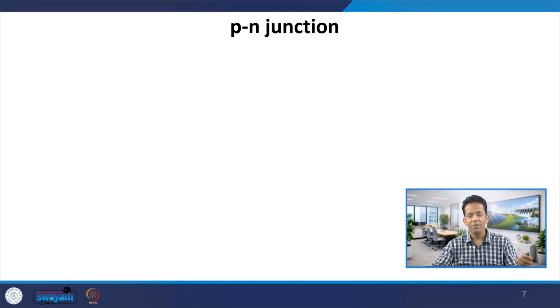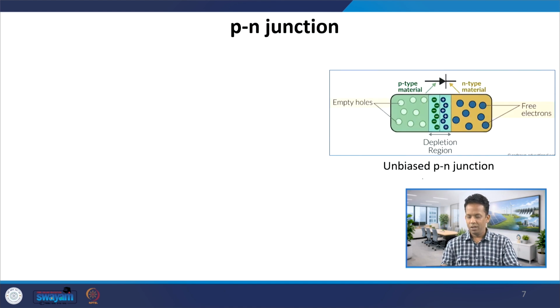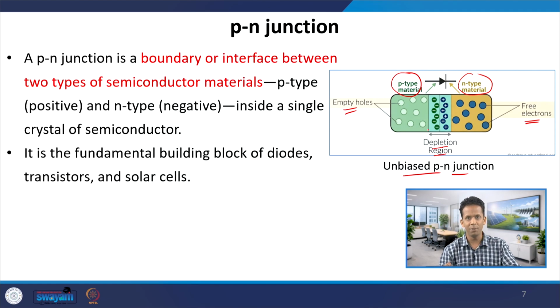Now, when we connect them, we get a P-N junction. This is an unbiased P-N junction, where you can see a P-type material attached to an N-type material, and there is a depletion region in between. N-type material has a lot of free electrons and P-type material has a lot of empty holes. It is in this depletion region where the exchange of these charge carriers takes place.